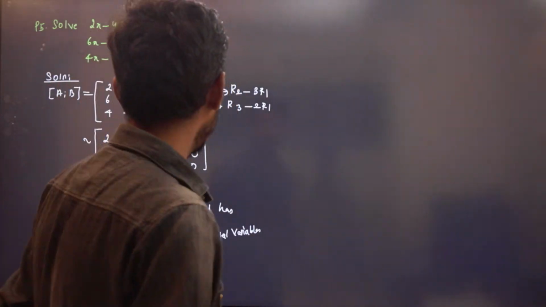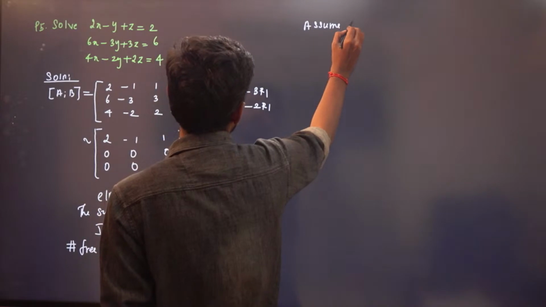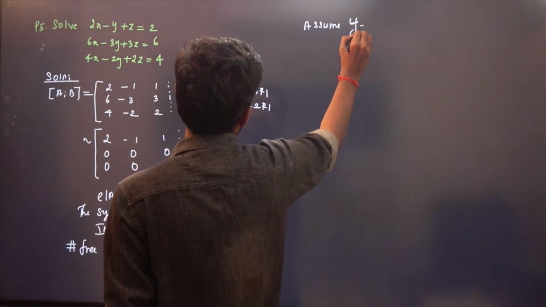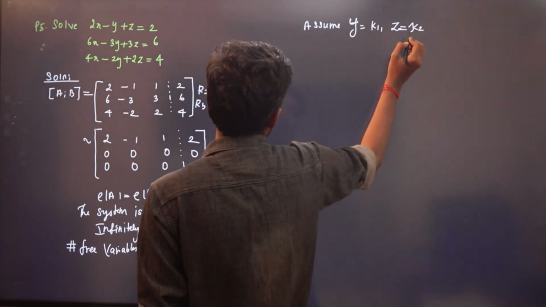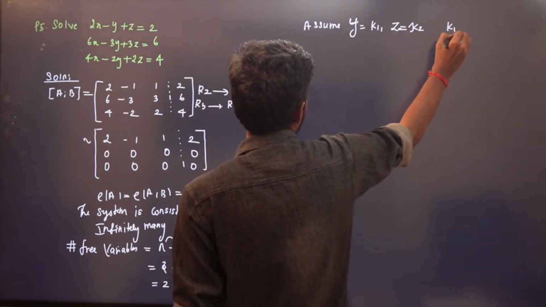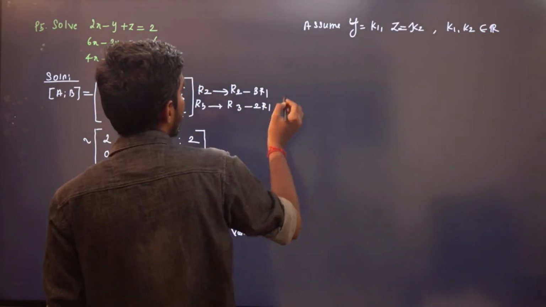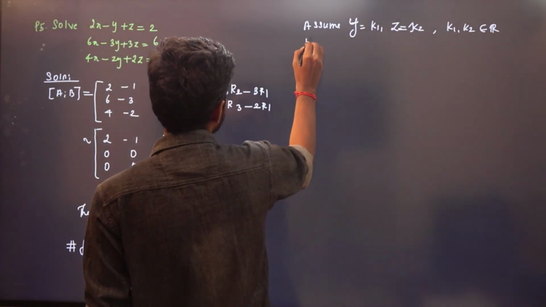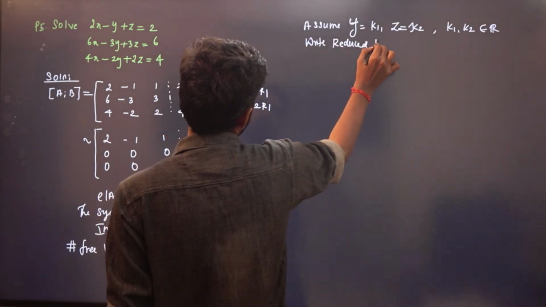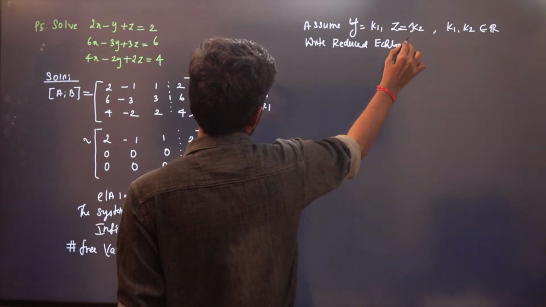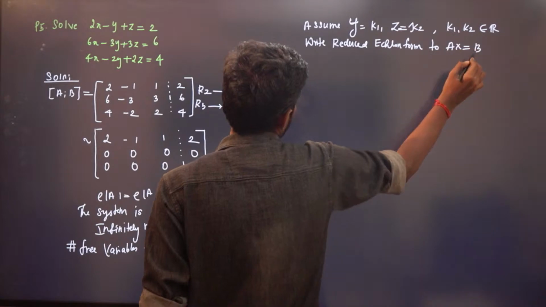You can assume two things on your own. Assume y is equal to k1, z is equal to k2. This k1 and k2 belong to any real number. Solve for x now. Write the reduced echelon form to Ax is equal to b.